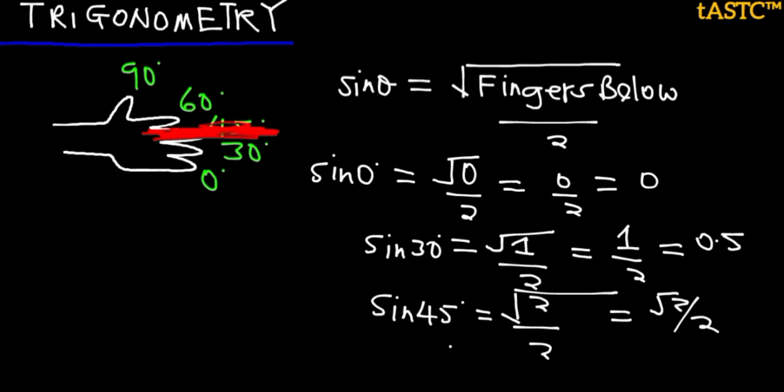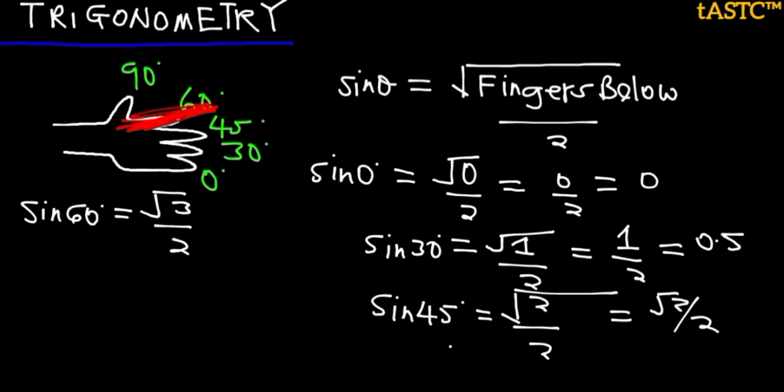Now let us look at sine 60 degrees. If you wipe this finger out, you're going to see that the fingers below it, on this side, is actually 3. So that will be root 3 divided by 2. So basically that will be it. Now bear in mind, sine 60 is going to be the same thing as cosine 30.